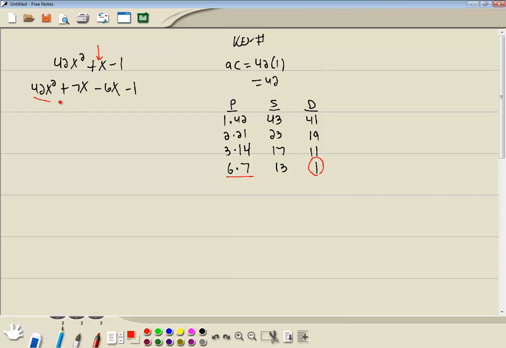Then we want to factor by grouping. So group the first 2 terms together, group the last 2 terms together. The first 2 terms have a 7x in common, and that gives us 6x plus 1. The second group has nothing in common, but remember, if your first term is negative, you always factor out a negative. So factor out negative 1, and that gives us 6x plus 1.